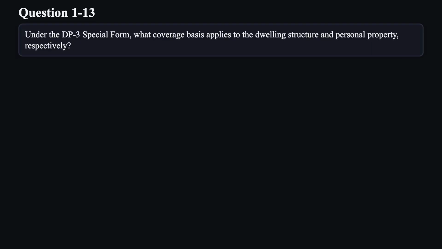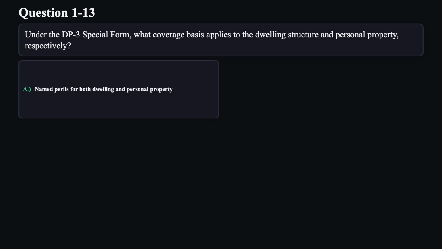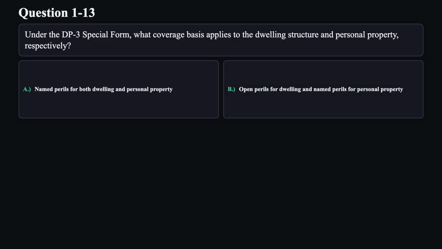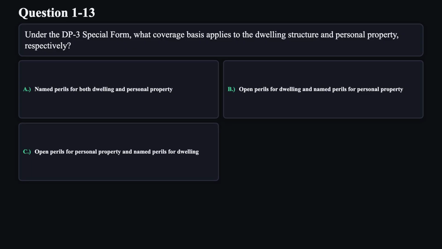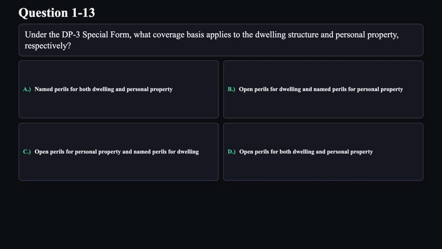Question 13. Under the DP3 special form, what coverage basis applies to the dwelling structure and personal property, respectively? A. Named perils for both dwelling and personal property. B. Open perils for dwelling and named perils for personal property. C. Open perils for personal property and named perils for dwelling. D. Open perils for both dwelling and personal property.